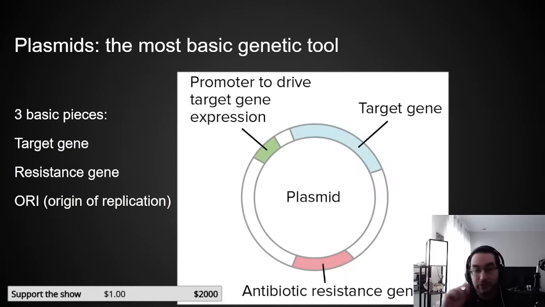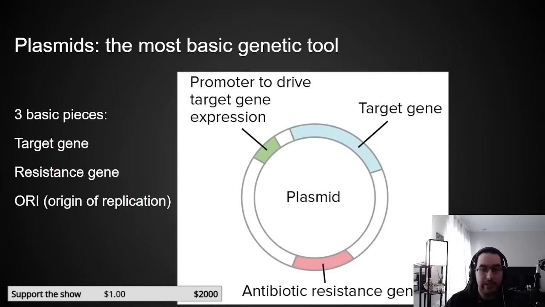This is a plasmid. It's a ring of DNA, and it always has at least 3 pieces. A lot of the time there'll be more to it, but it always has at least 3. So thing number 1, you've got a target gene, right? You've got the thing that you actually want it to do. You'll have a promoter to drive that target gene. You'll have a terminator, but one target gene is always in there. The other thing that is always in there is an antibiotic resistance gene or some sort of selectable marker.